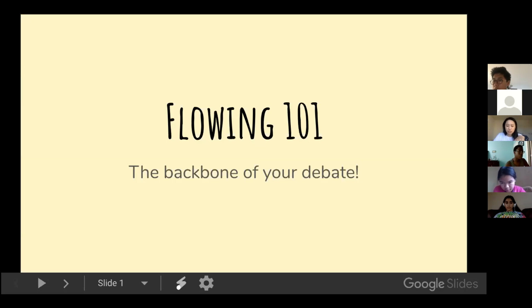Flowing is generally just like the backbone of your debate, as you can see on this slide. If you don't understand flowing, you're probably not going to get your rounds or understand what's happening within them. So on that note, let's go ahead and get started.